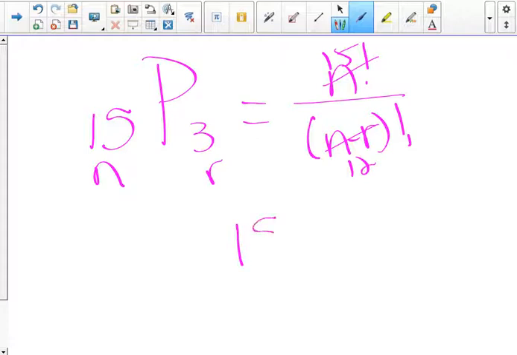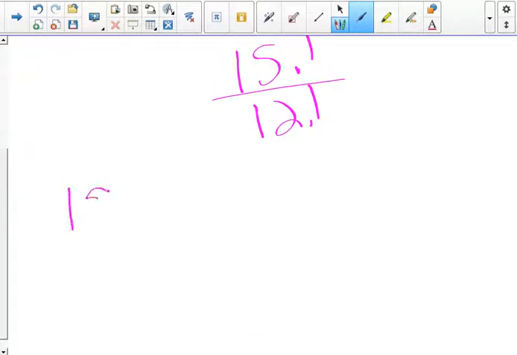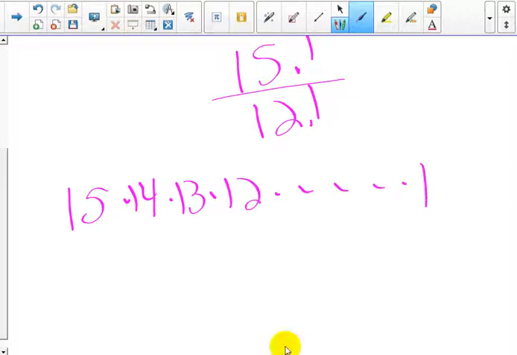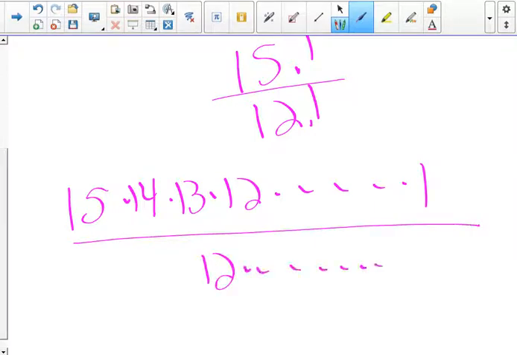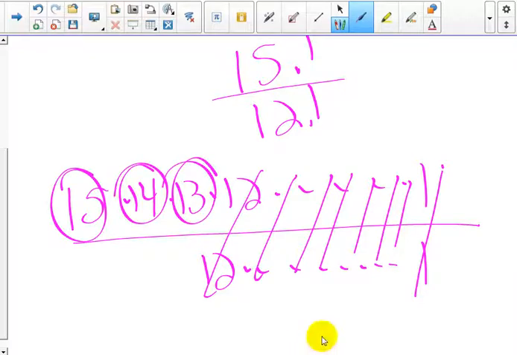Well, we also learned that there's ways to simplify this to save us time. And we know that 15 factorial is 15 times 14 times 13 times 12 all the way times 11, 10, 9, all the way to 1. Over, and we know 12 factorial times 11 times 10 all the way to 1. Well, these cancel out. The 12, 11, 10, 9, 8, 7, 6, 5, 4, 3, 2 all the way to 1. Those cancel out. So we're left with 15 times 14 times 13, and that becomes your final answer.